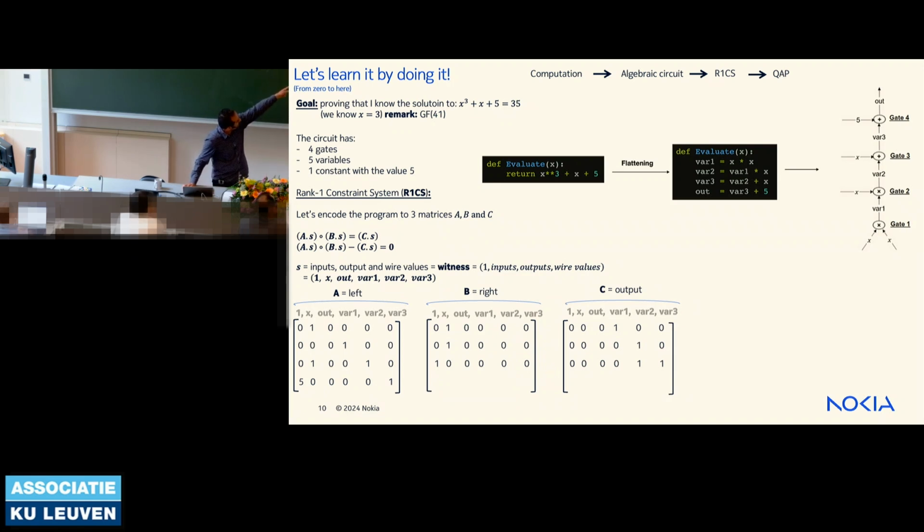The last gate is 5. 5 comes here. We pick the 1, because we said that's reserved for constants. And var3 is the addition gate. You can have it here. Then we have this and the output. This is a copy-paste issue. The out should be 1, the rest should be 0. But you can imagine.